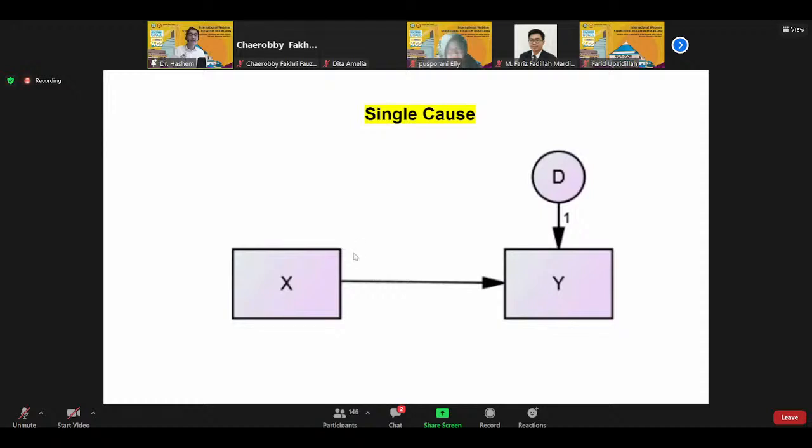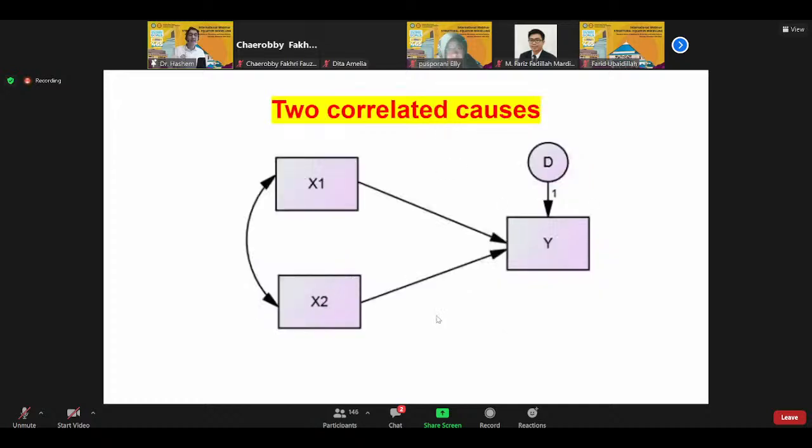Let's go back here. There is a very simple way. We have two types of the measurement. This is called two correlated causes. Very simple. And then this is the indirect effect.